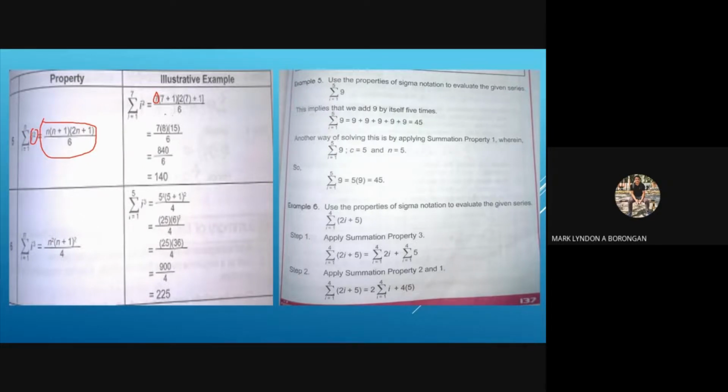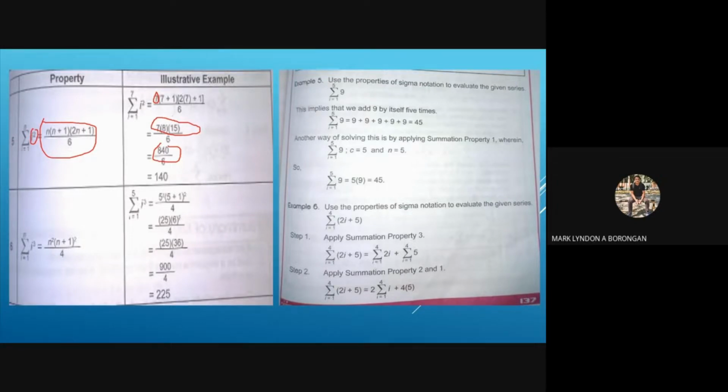Okay? So, after we substitute all of this, you'll get 7 times 8 times 15 divided by 6. Then we multiply everything, you'll get 840, and 840 divided by 6 is just 140.